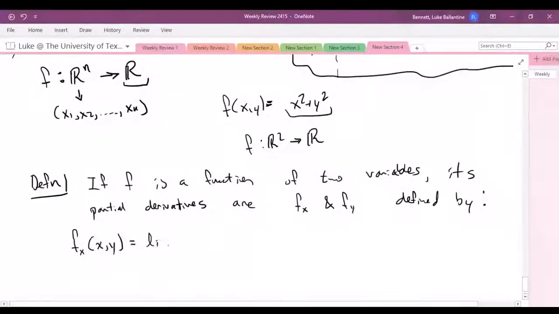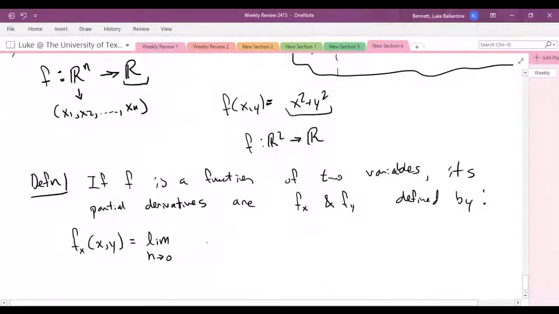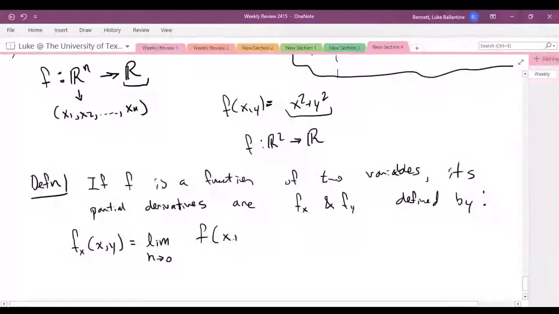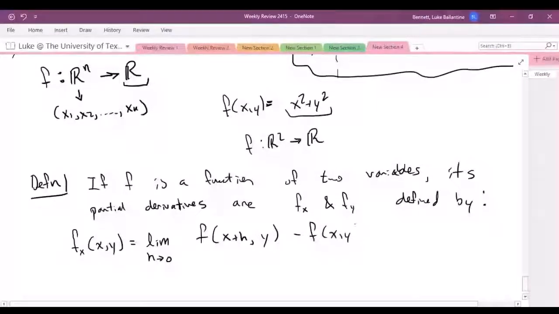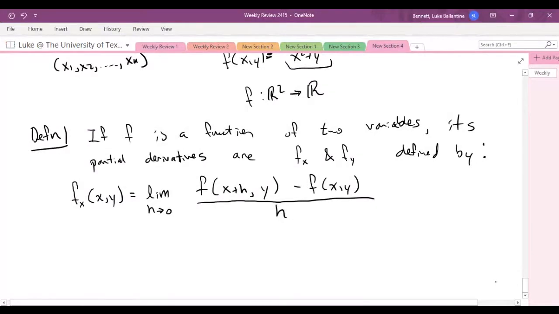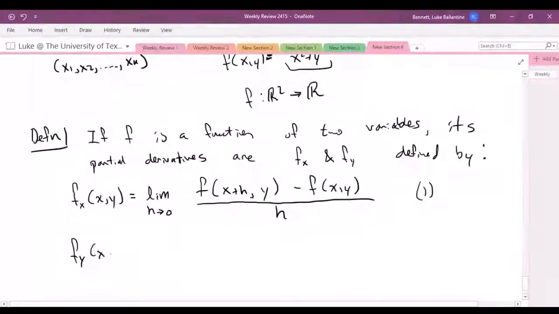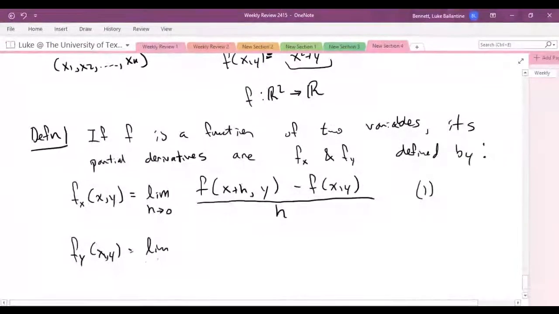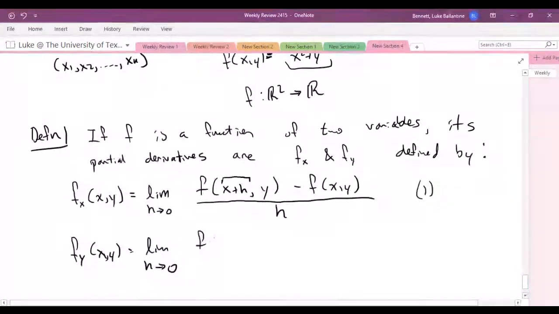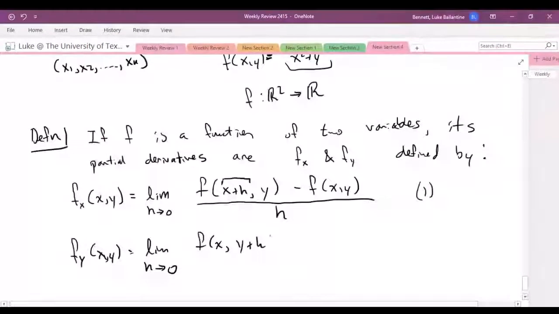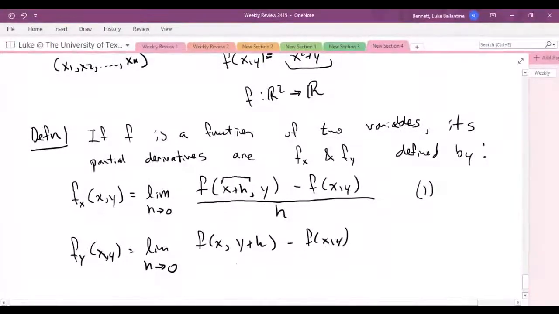It's equal to the limit as h approaches 0 of f of x plus h comma y minus f of xy, divided by h. If we have a function of 2 variables, we will have 2 partial derivatives. This is one of them. The second one, f sub y of xy, is equal to the limit as h approaches 0. Can you guess? I just don't put it with the x. I put it with the y now. f of x, y plus h minus f of xy, divided by h.